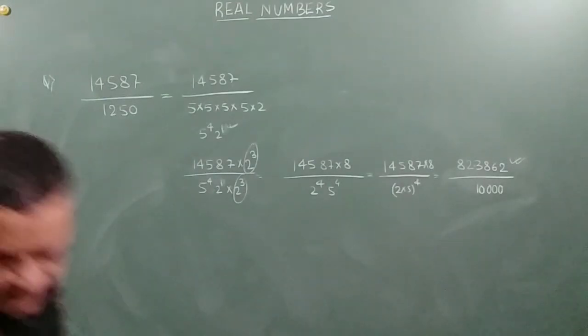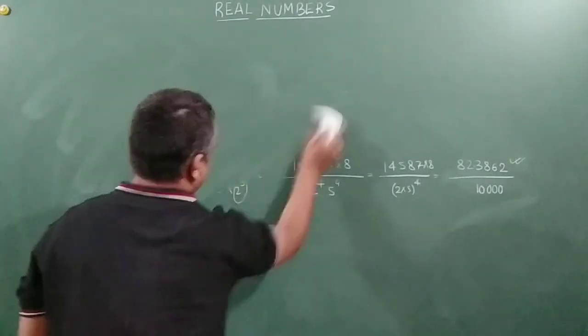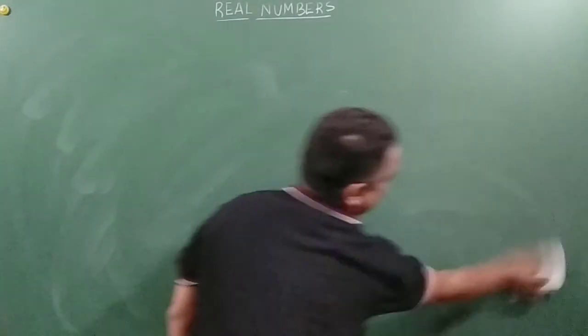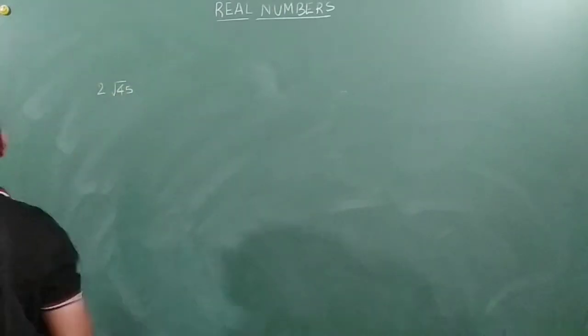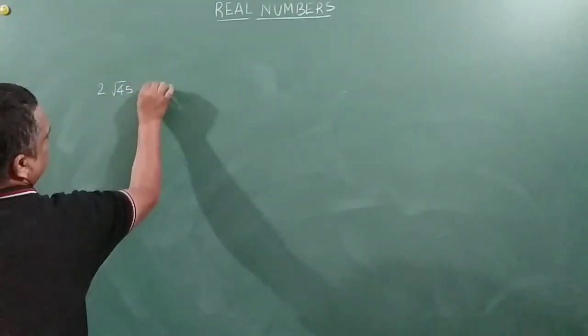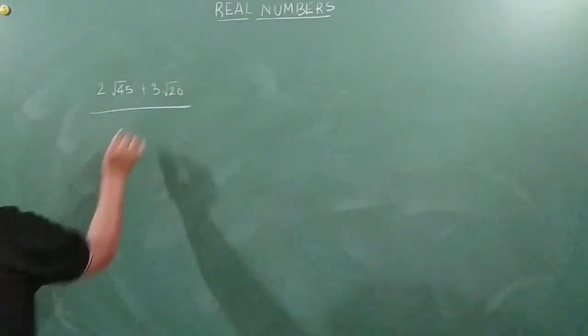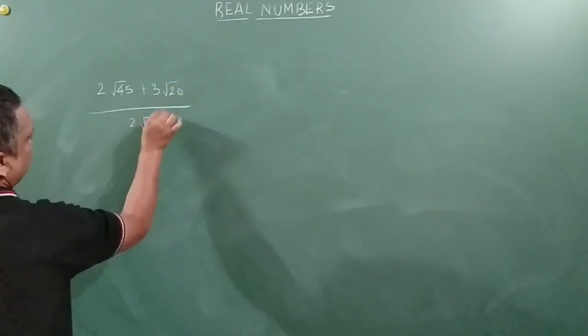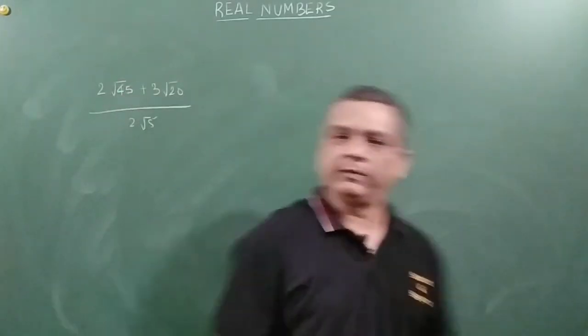One last problem, friends. With this we will close real numbers. The problem says, write whether 2 root 45 plus 3 root 20 divided by 2 root 5 is a rational number or an irrational number, right?